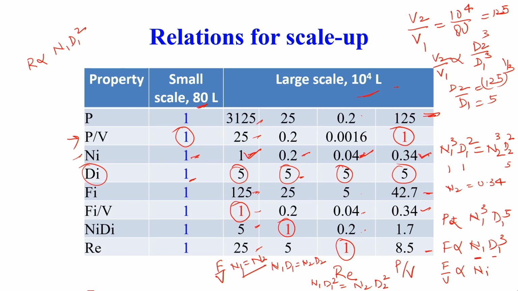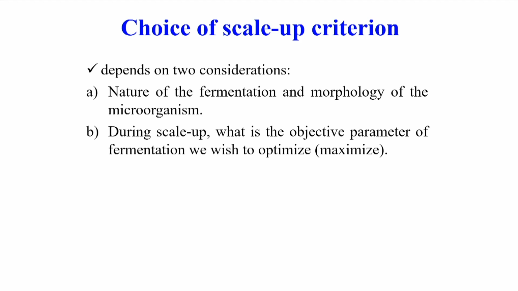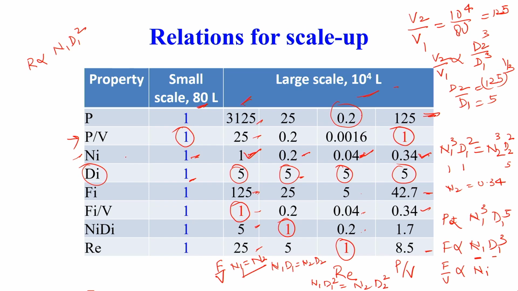Now, we see we applied 4 different criteria and a huge variation in the power requirement, going from 0.2 to 3125. So, it says if you go for more and more power requirement, it is an economic burden. Depending on this we have to choose which criteria is economically feasible without compromising much with the product yield and quality. So, which criteria should we choose? It depends on 2 considerations: the nature of fermentation as well as the morphology of microorganisms. Let us say if it is very much shear sensitive, then we cannot increase the Ni, and we have to go with the constant tip speed if it is shear sensitive cells.